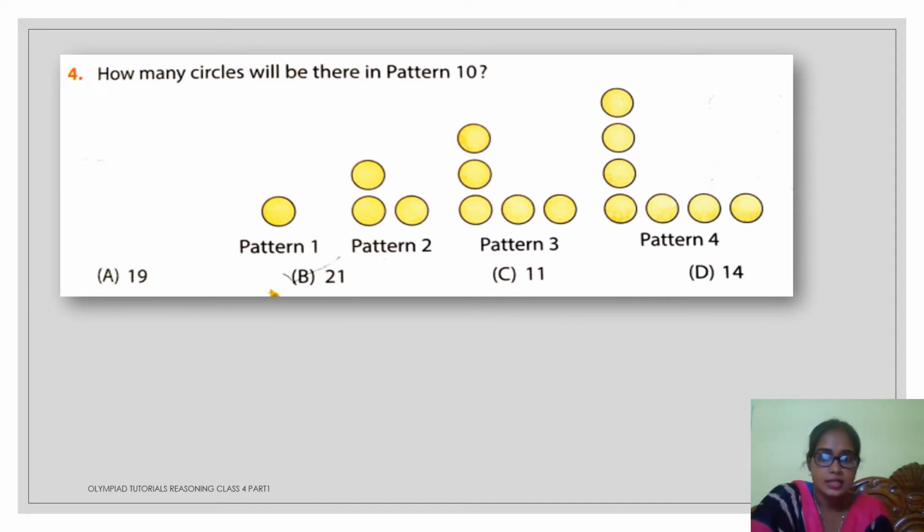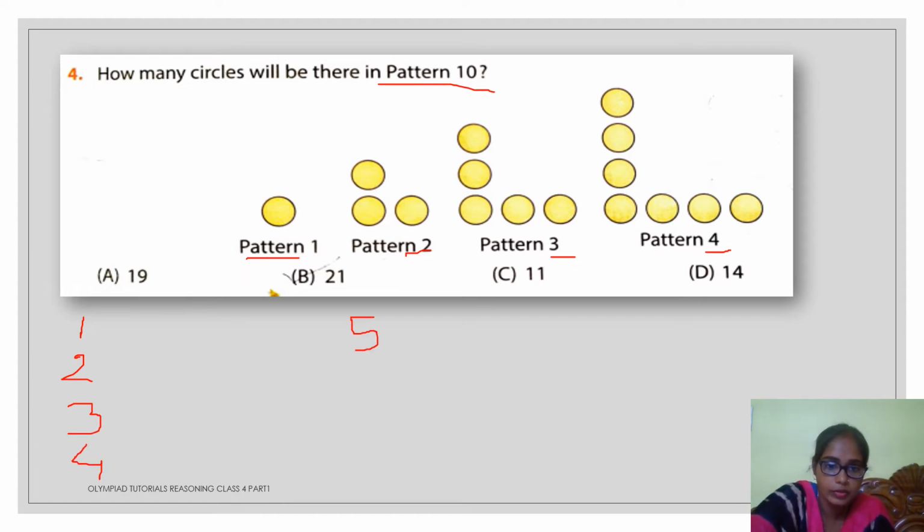Here you can see this is a figure pattern. The question is, how many circles will be there in pattern 10? Here you have 4 patterns, pattern 1, pattern 2, pattern 3 and pattern 4. You have to continue up to 10. You can write down the number of patterns here: 1, 2, 3, 4, 5, 6, 7, 8, 9 and 10. You need the 10th pattern.